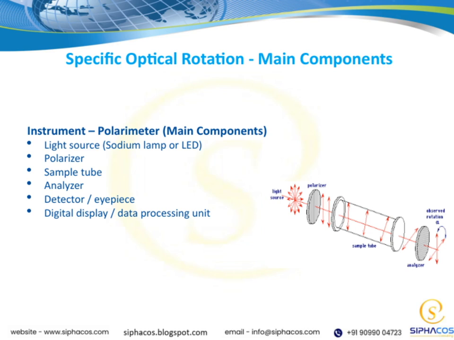After that, we have the analyzer, which helps us determine how much the plane of polarization has rotated due to the sample. The detector or eyepiece then captures the light that emerges from the analyzer. Finally, the digital display or data processing unit interprets the data, giving us the optical rotation measurement. These components work together seamlessly, allowing us to measure the specific optical rotation accurately, which is essential in characterizing chiral compounds. Understanding these parts helps us grasp how the polarimeter functions as a precise analytical instrument.